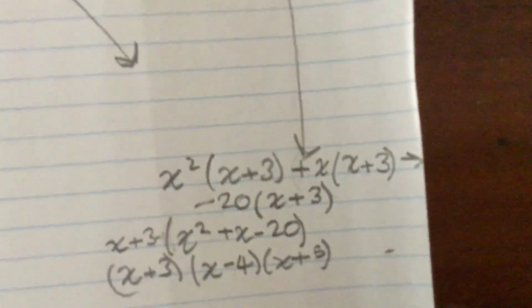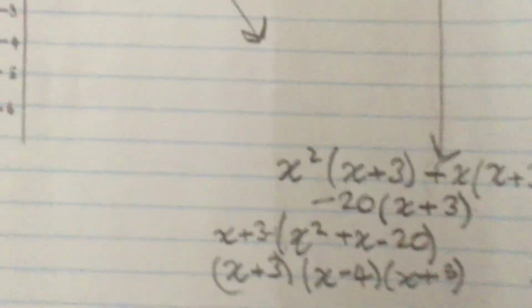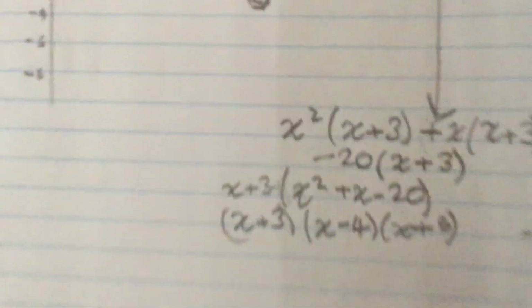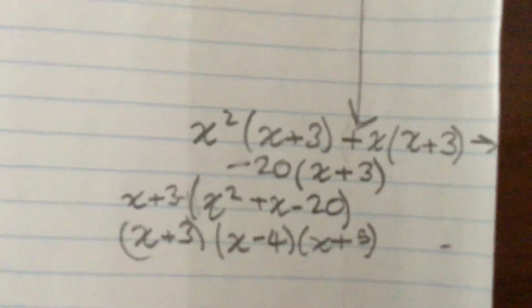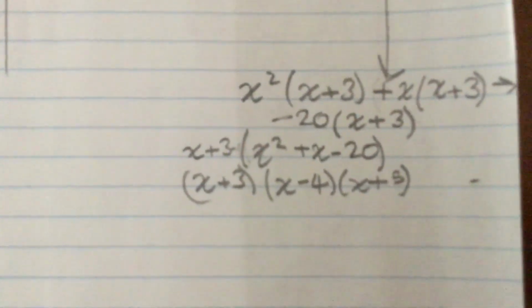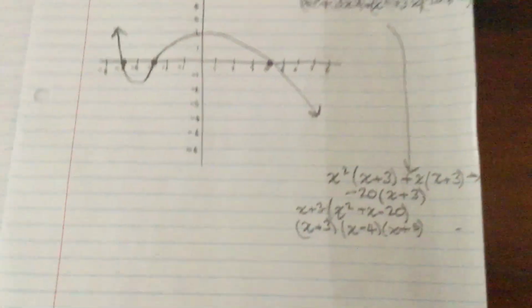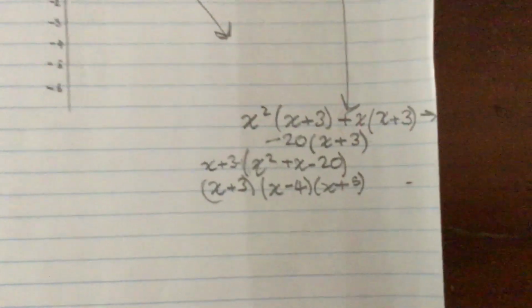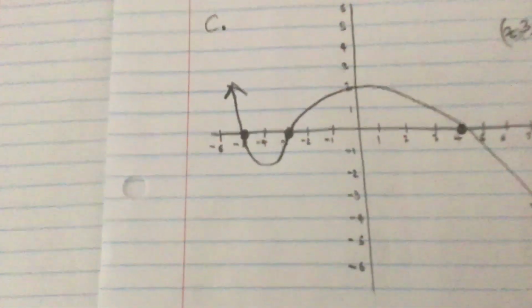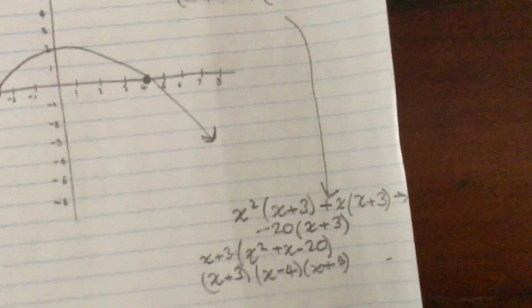So I knew that since it was all x plus 3, I was able to combine the distributing parts, like x squared plus x minus 20. So I was able to make it x plus 3 on the outside of x squared plus x minus 20. And that pretty much went down to x plus 3, x minus 4, and x plus 5. And I knew those are the real zeros. You pretty much just do x plus 3 equals 0, x minus 4 equals 0, and x plus 5 equals 0. So the real zeros were negative 5, negative 3, and positive 4.